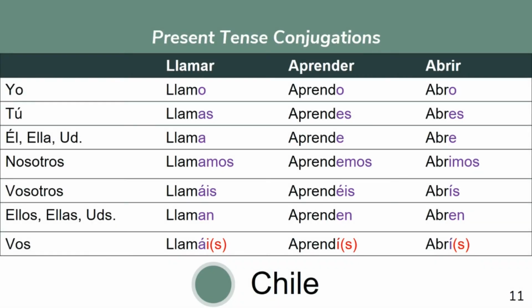Lastly, Chile. And it's the exact same conjugation as the Sierra part in Ecuador, with the á-i-s, í-s, and í-s. So you've got llamáis, aprendís, abrís. But the only difference is that for all three verb endings, the s isn't necessarily pronounced. So, llamái or llamáis, aprendí or aprendís, abrí or abrís.